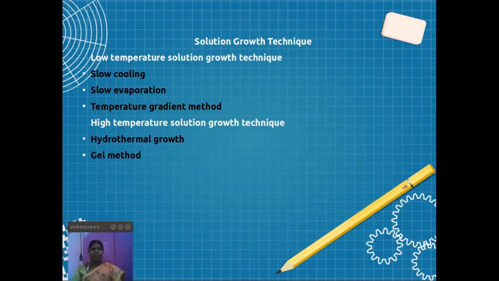Next, we are going to learn about the solution growth techniques: low temperature solution growth techniques like slow cooling, slow evaporation methods, temperature gradient method, and high temperature solution growth techniques like hydrothermal growth and gel growth method.